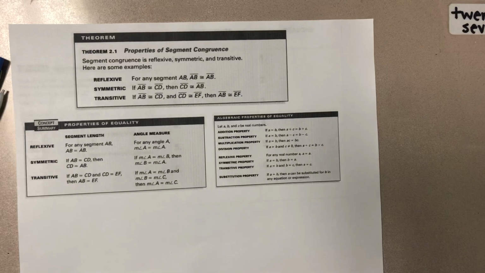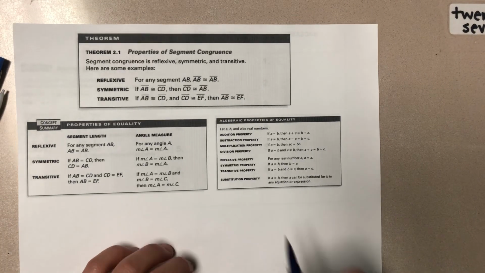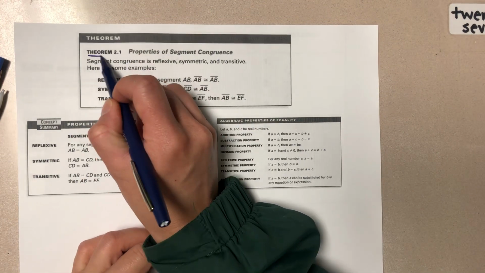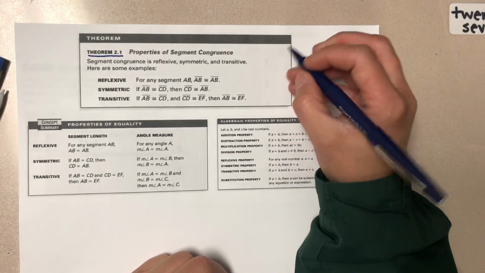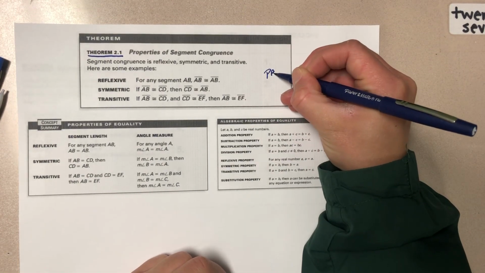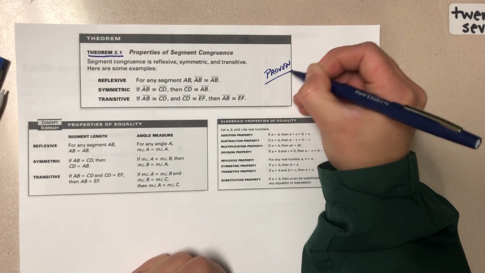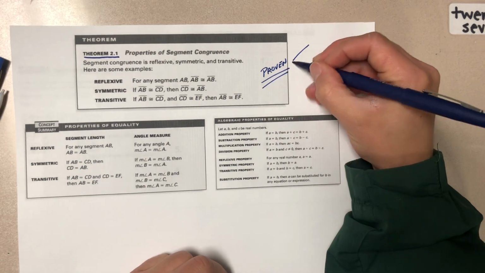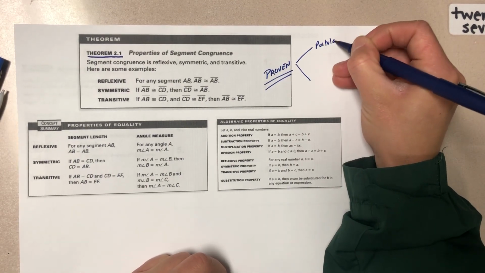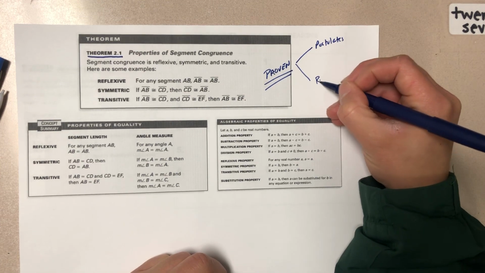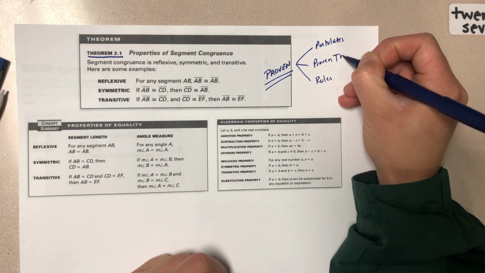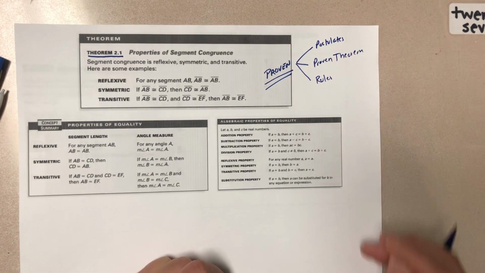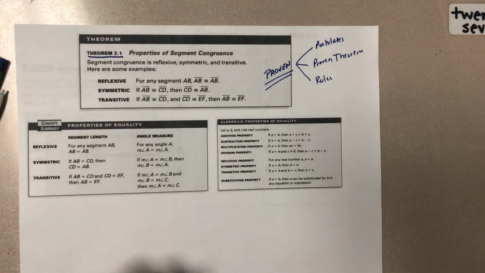Before we do example 1, let's look at some review from the last section. So remember, we have just introduced the theorem of properties of segment congruence. With this theorem, theorems have to be proven. You cannot have a theorem that isn't proven, okay? So we use postulates, we use other rules, and we can use already proven theorems in order to prove a new theorem, okay? So this is the first one we're looking at here.